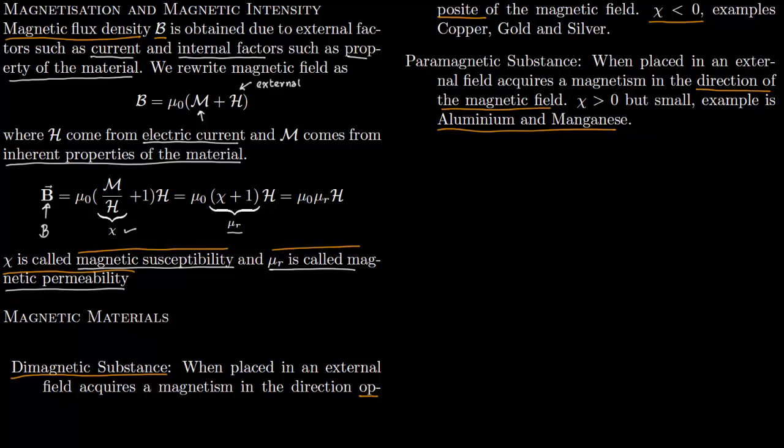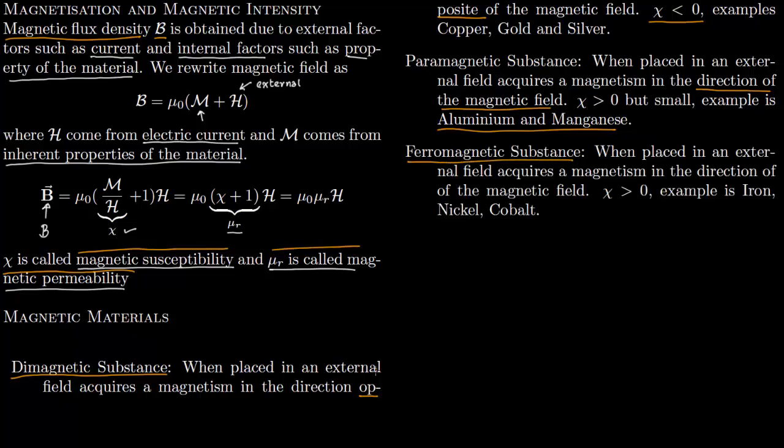Now we talk about ferromagnetic substances. When a ferromagnetic substance is placed in an external magnetic field, it acquires magnetism in the direction of the magnetic field. Again, chi is greater than 0, just as in the paramagnetic case, but the magnetism here is much stronger. So if you place a ferromagnetic substance in a magnetic field, it gets attracted towards the field, but the attraction is much stronger compared to the paramagnetic substance. The examples are iron, nickel, and cobalt.